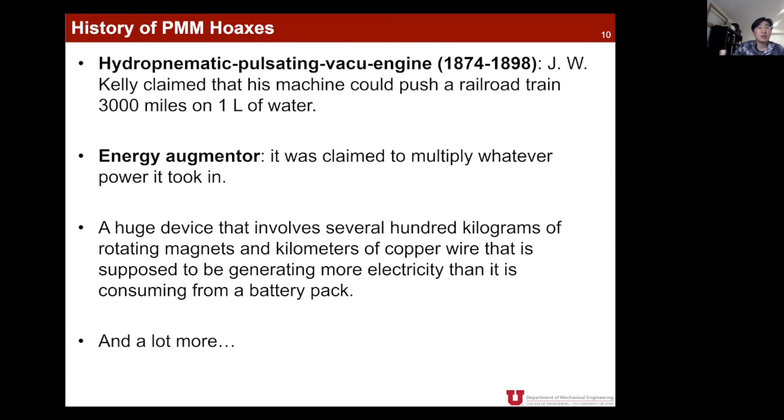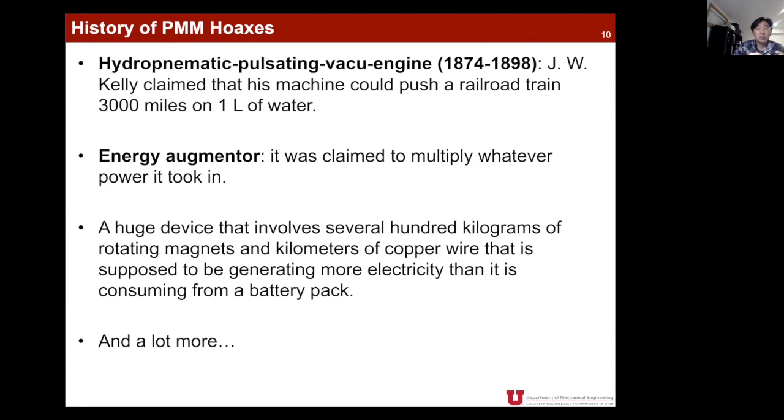Another example is the energy augmenter. Some people claim that they can multiply whatever power it takes in. That is amazing, right? But the point is that sometimes it is so hard for you to evaluate whether or not they are perpetual motion machines. So I gave you some examples. Please read that statement.